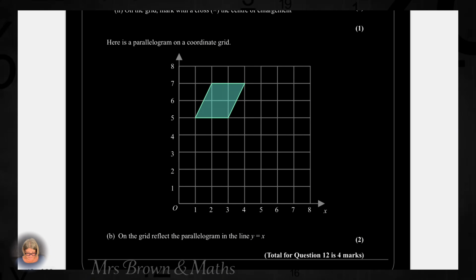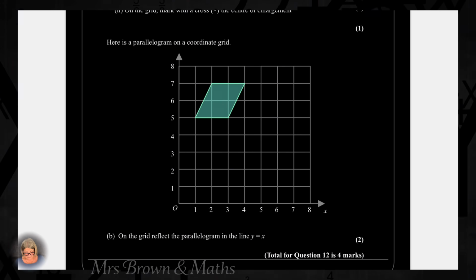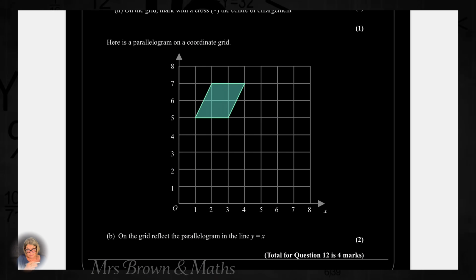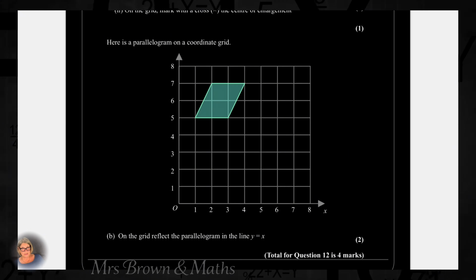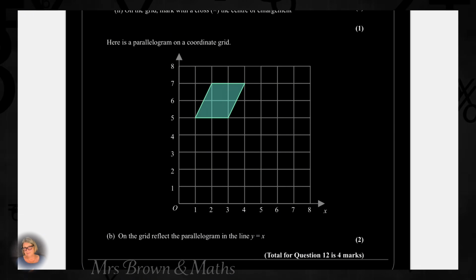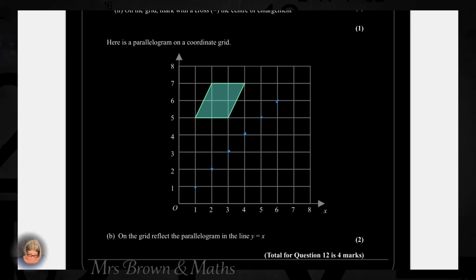Here is a parallelogram on a coordinate grid. On the grid, reflect the parallelogram in the line y equals x. What does it mean? When x equals 1, y equals 1. When x equals 2, y equals 2. So 1, 1, 2, 2, 3, 3, and so on. And then use a ruler, draw the line.